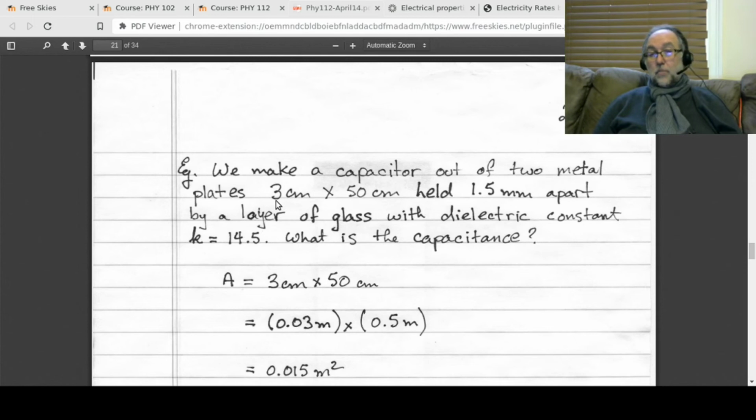So the metal plates here are 3 centimeters by 50 centimeters, and they're held apart from one another very close, 1.5 millimeters apart, and we're going to put glass between them. This is a special glass which has a dielectric constant of 14.5. There are no units, it's dimensionless. So what's the capacitance?